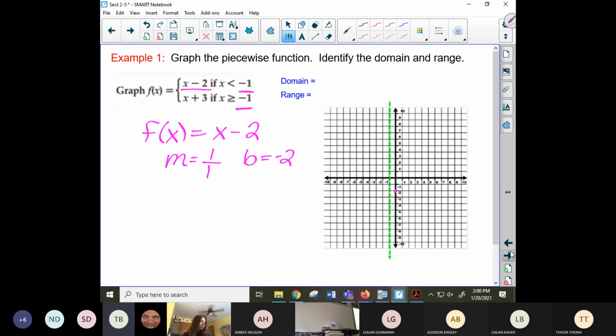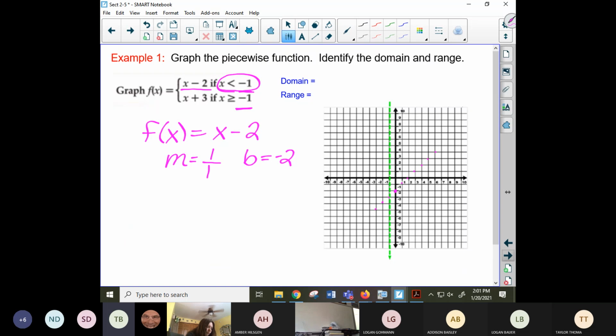And if I was graphing this entire line, my slope is up 1/1, so I would keep going like this. However, this is the issue. This graph only works for x's less than -1, so from this green line and to the left. So what I want to do is use that same slope, but go in the other direction. So I'm going to go back to -2, and instead of going up 1, right 1, I'm going to go down 1, left 1. Okay?